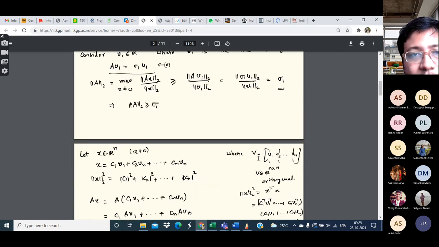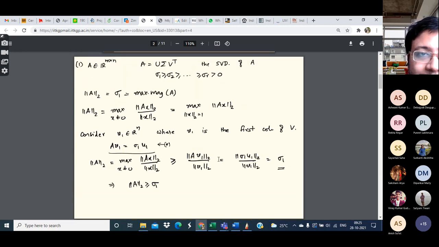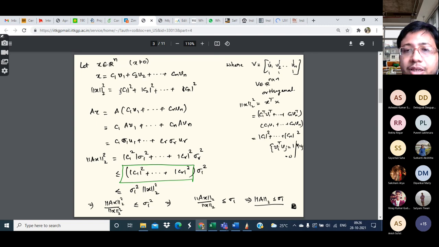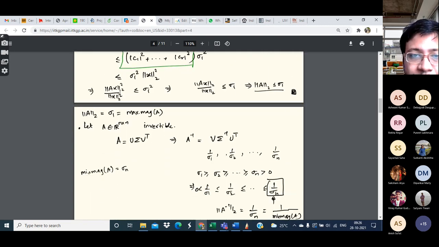So this is a very important result. It's saying that if I define the 2 norm of the matrix in this way, the 2 norm of any matrix is equal to its first singular value, sorry, the first singular value, or largest singular value. Okay, so this is an important result which will be useful for us in later stages.